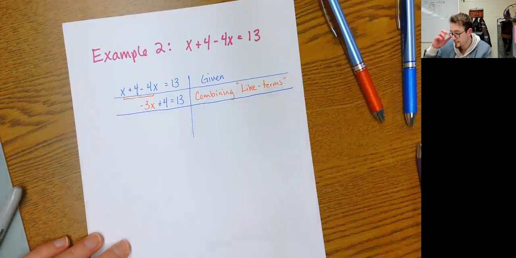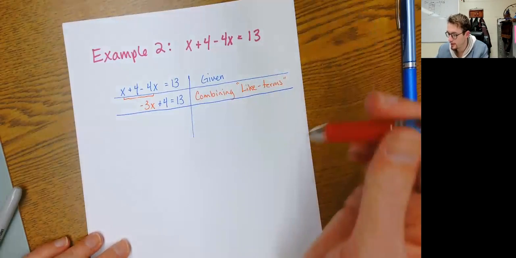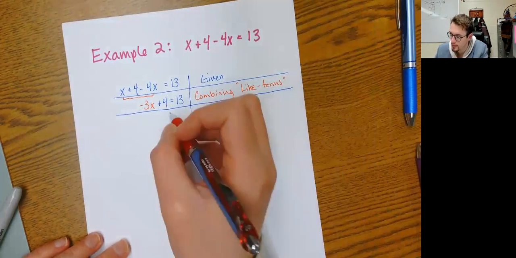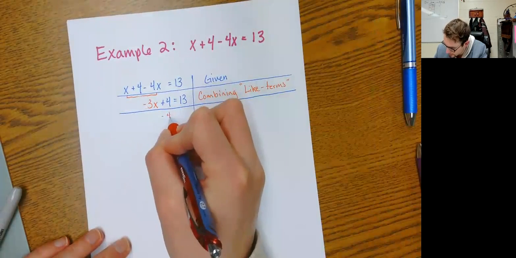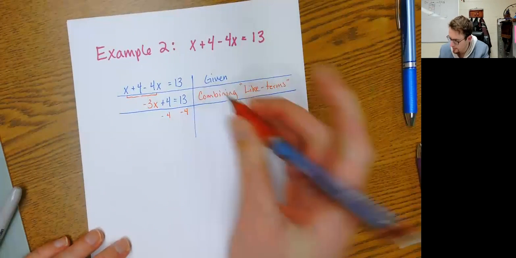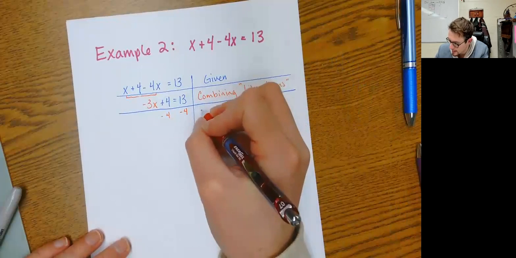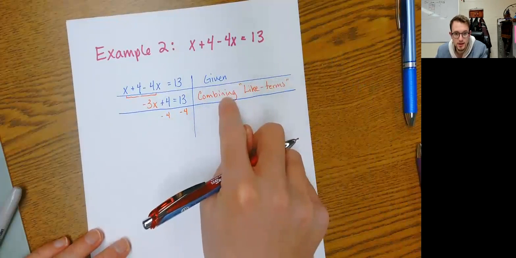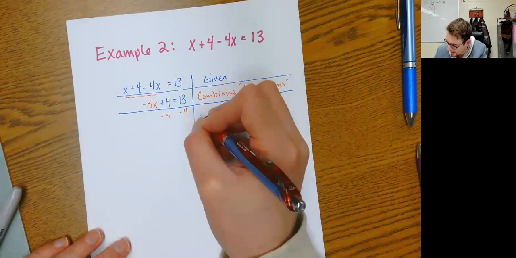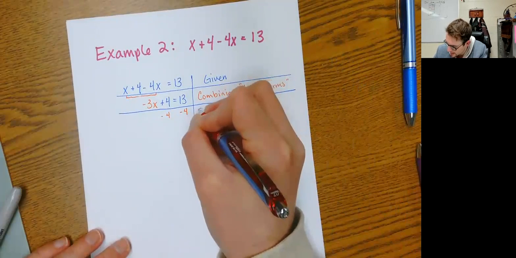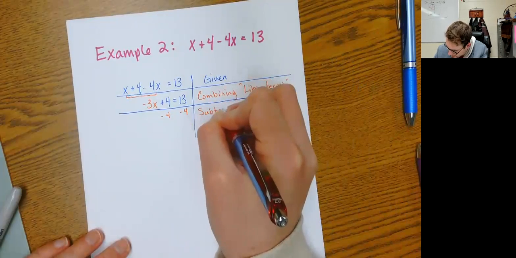All right. Now, what is the next thing that we would do? Well, the next thing I would do is I would subtract 4 from both sides. And that would be now usually that would be simplifying or combining like terms, doesn't matter. So this is going to be the subtraction property.